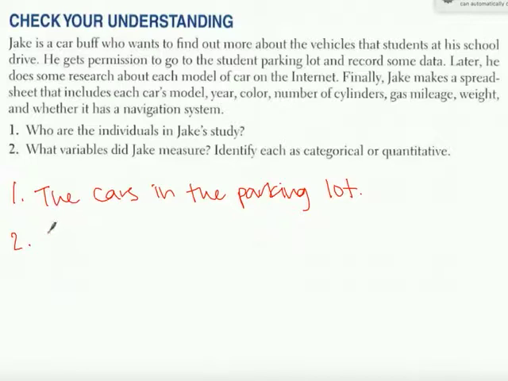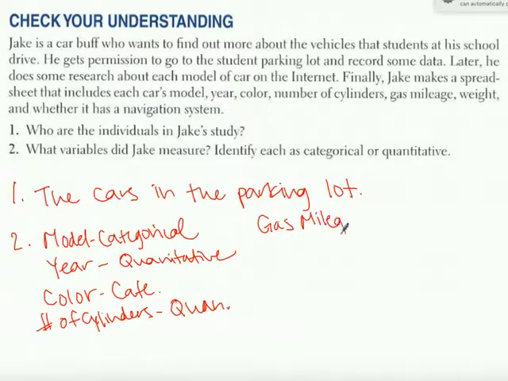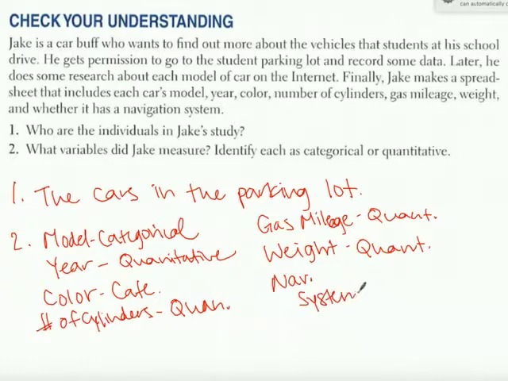The variables that Jake measured were the model, which is categorical, the year, which is quantitative, the color, which would be categorical, the number of cylinders, which would be quantitative, gas mileage, which would be quantitative, weight, which would also be quantitative, and then navigation, which would be categorical.